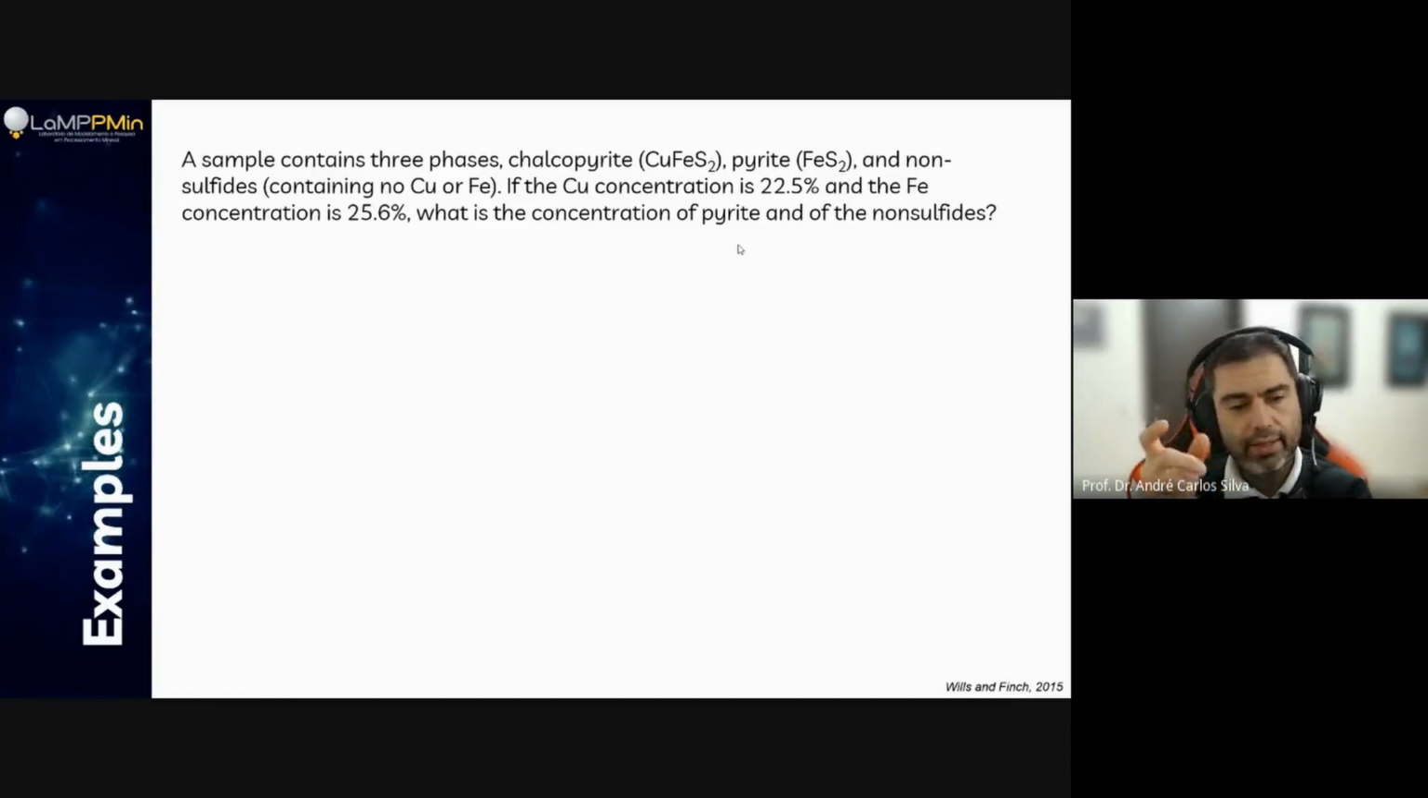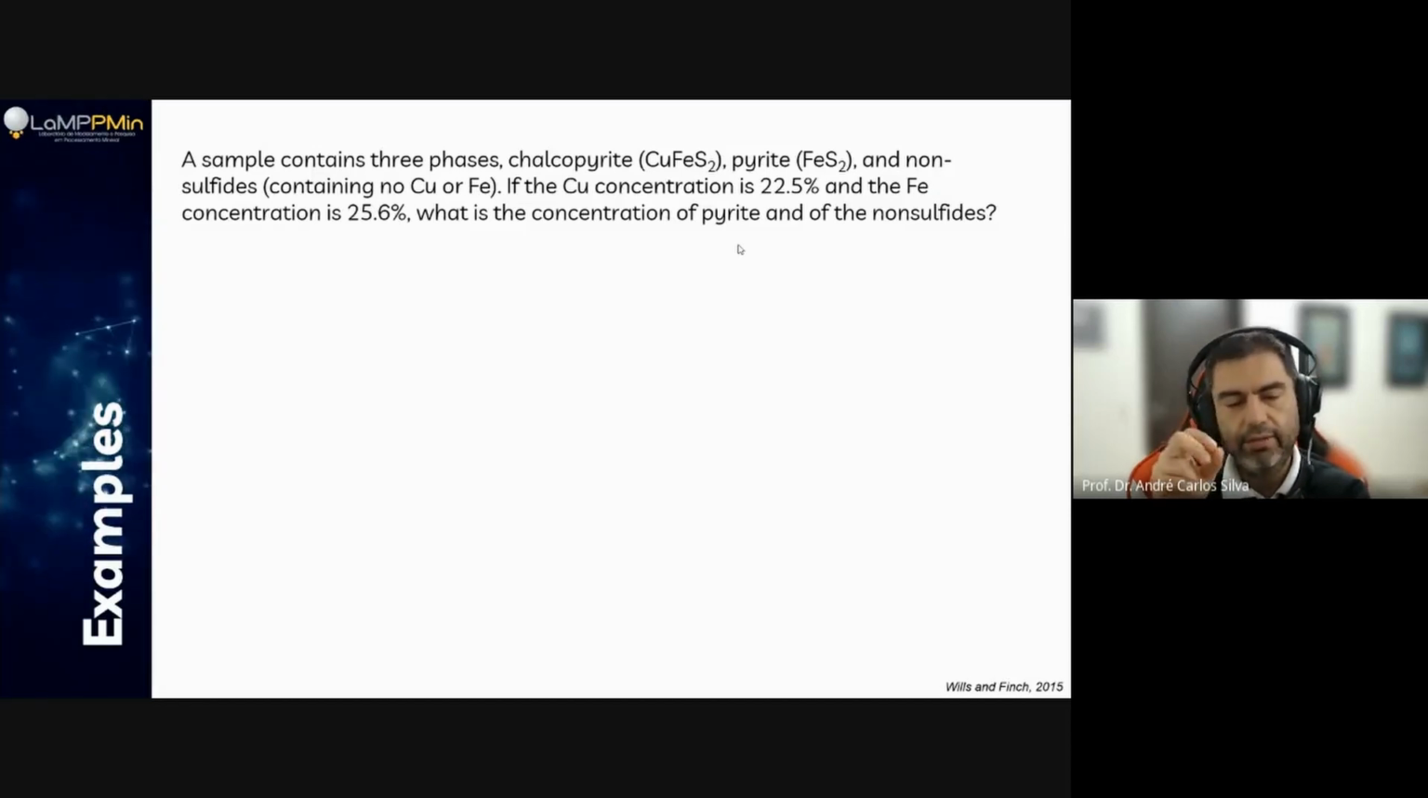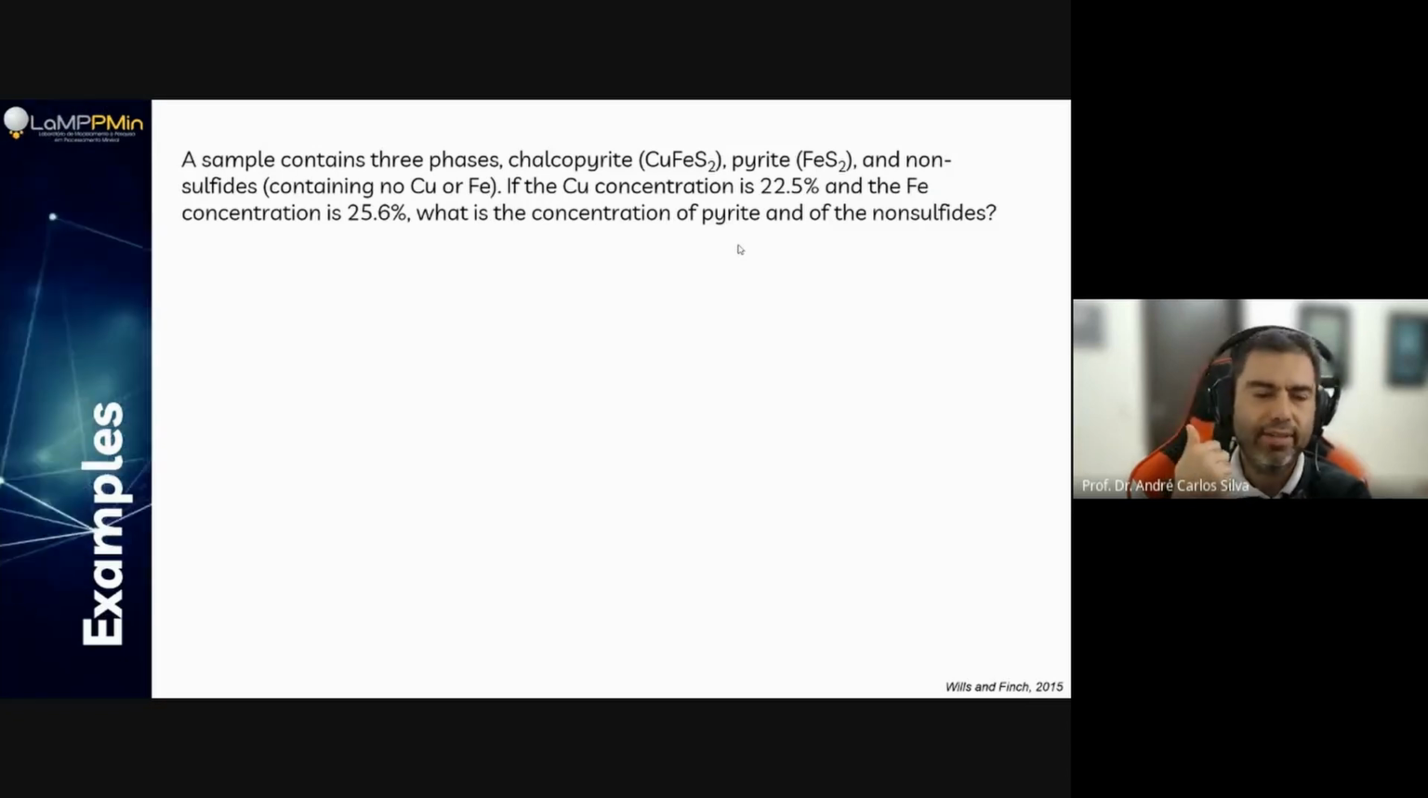Then we analyze, and we know that the concentration of copper in our material is 22.5%. We have 22.5% copper and a concentration of 25.6% iron. So I want to know how much pyrite I have and how much non-sulfide I have.